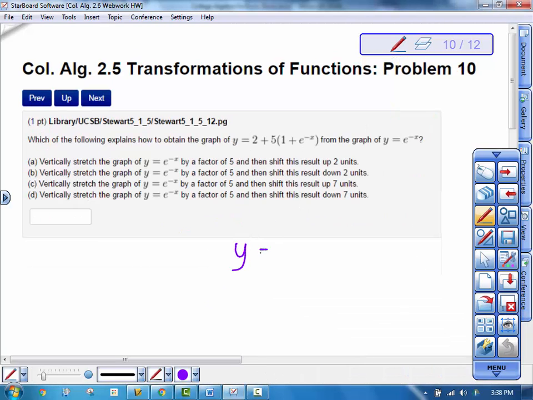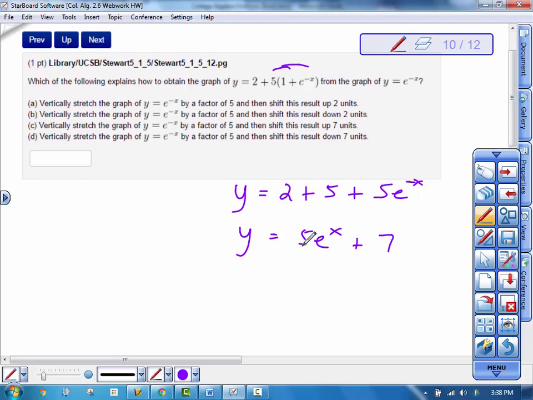This one's a little tricky. You have to rearrange it so you get y equals 2 plus 5 plus 5e to the negative x. All I did was distribute the 5 to both these terms. And then I'm going to rearrange it as 5e to the x plus 7. So this 5 right here is basically like a vertical stretch because I'm dividing y by a number bigger than 1. So it's been vertically stretched by a factor of 5, and it's been shifted up 7 units. So vertically stretched by a factor of 5 shifted up would be C for me.